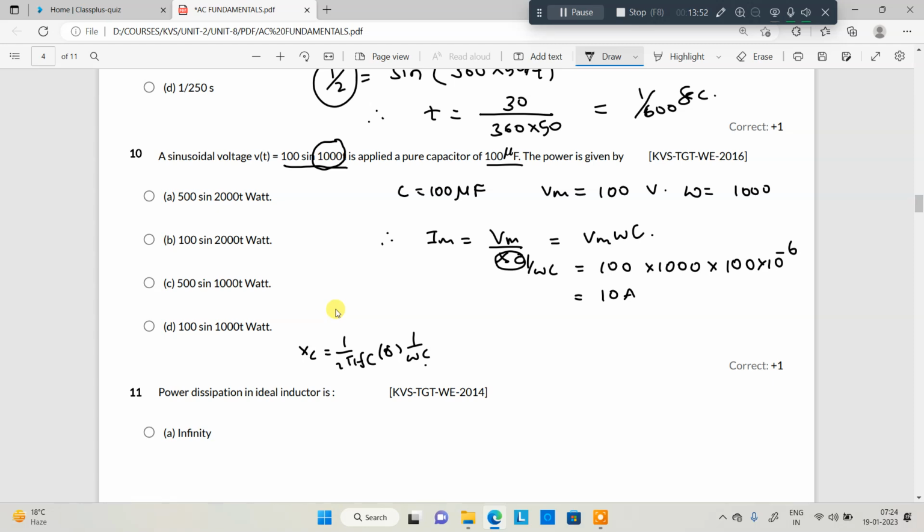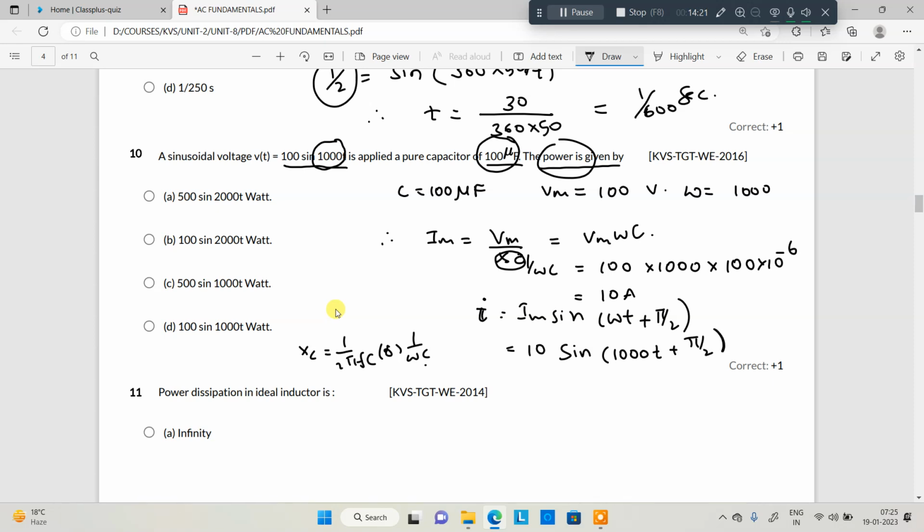So my expected answer will be power, right? I got the current. Next, once you got the current value, I is equal to Im sin omega t. It is a capacitor, right? Whenever it is a capacitor, it is a leading power factor, plus pi by 2. Once the maximum current is 10, sin 1000 t plus pi by 2, right? This is the current I got. This is a voltage, this is a current. They are asking about the power. So finally, I will do here.